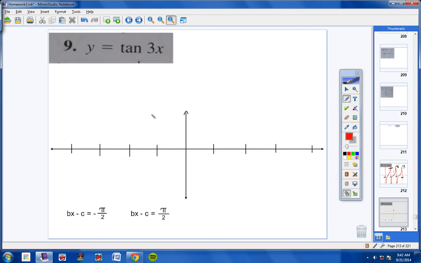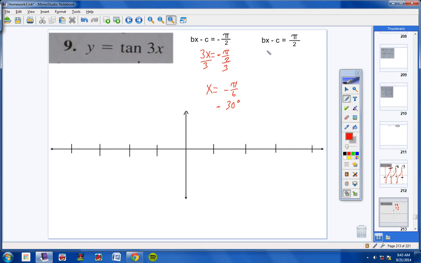Moving on to number 9. All right, we have a tangent graph again. So there's one asymptote formula, here's the other asymptote formula. Let's see what we have here. We have bx minus c would be 3x. So very quickly, I'm going to put 3x equals negative pi over 2. I'm going to divide both sides by 3, and you will get negative pi over 6, or negative 30 degrees.